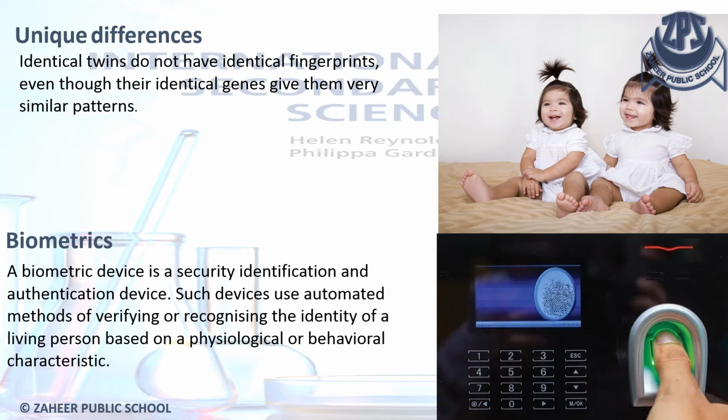Now the biometrics. Biometrics are body measurements used to measure unique physical characteristics such as a fingerprint, and they are used to verify or recognize the identity of a person. So these are used for security purposes in banks or airports, etc.